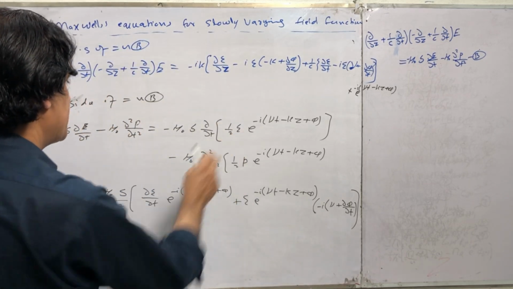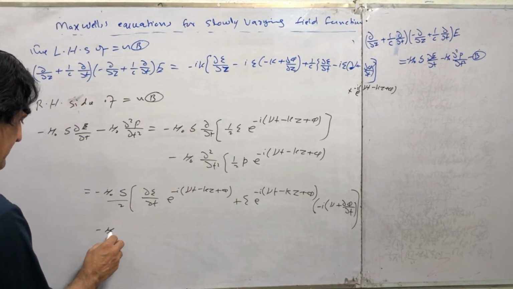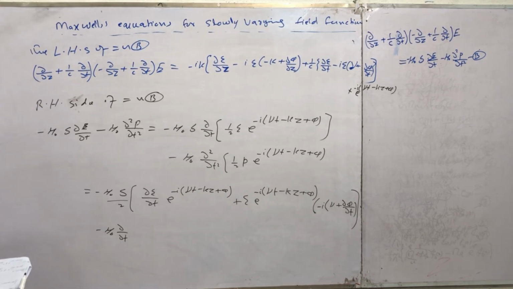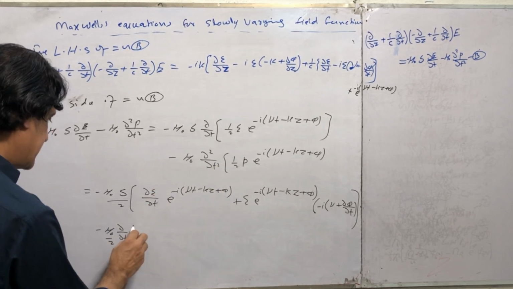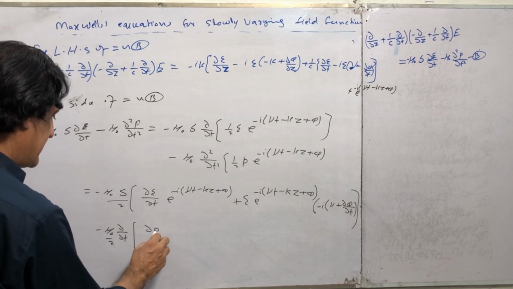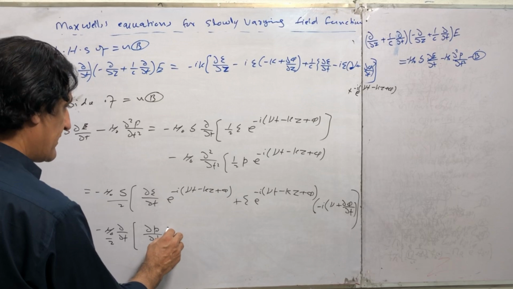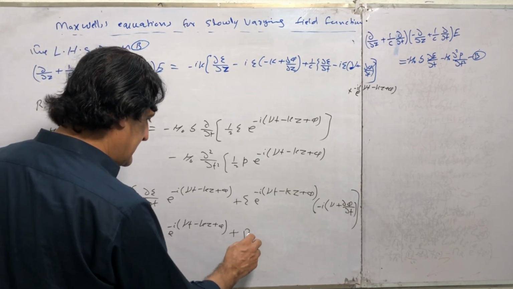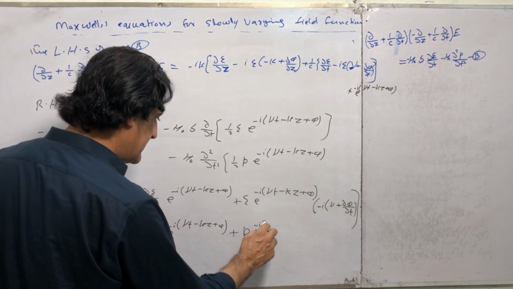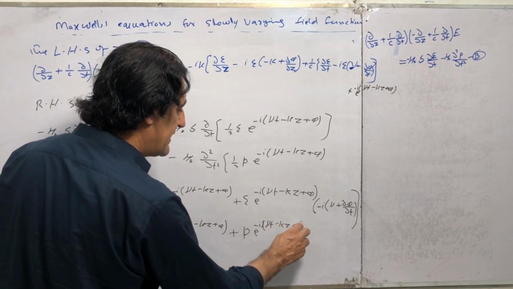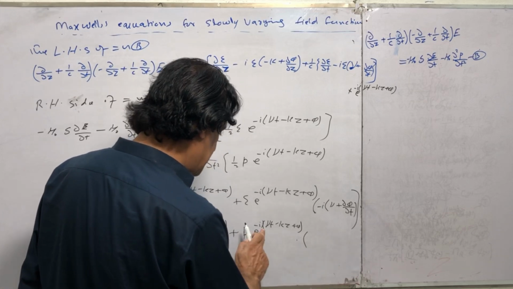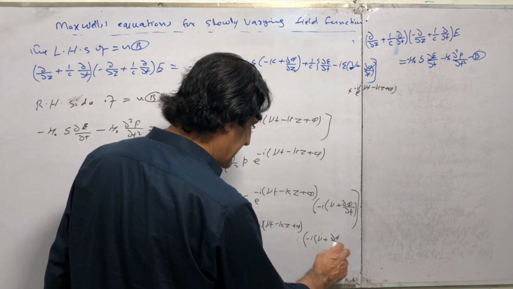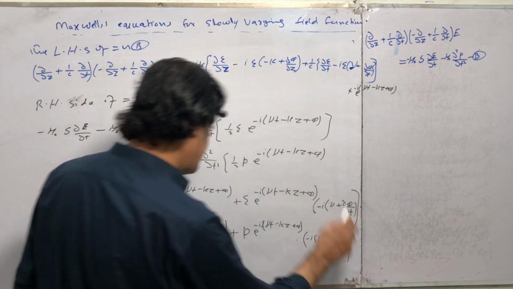So this is this term, and the second term is minus mu naught partial divided by partial t, and we can take the one derivative, then this 1 over 2 is outside, then we have partial p divided by partial t, e to the power minus iota nu t minus kz plus phi, and p e to the power minus iota nu t minus kz plus phi, and this term minus iota nu plus partial phi divided by partial t. So this.